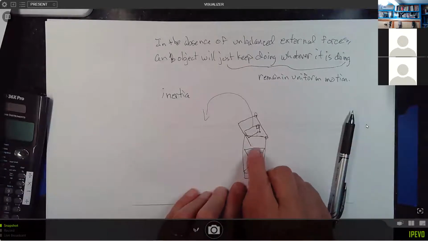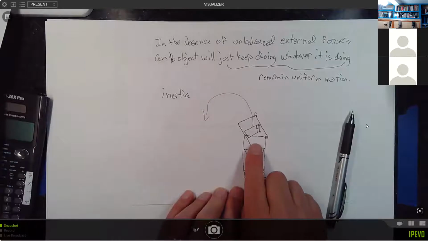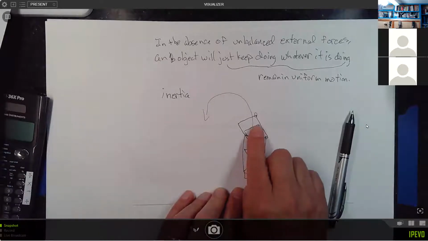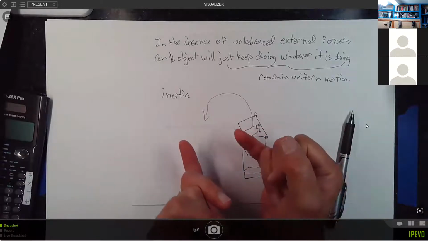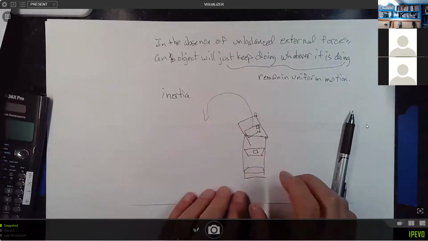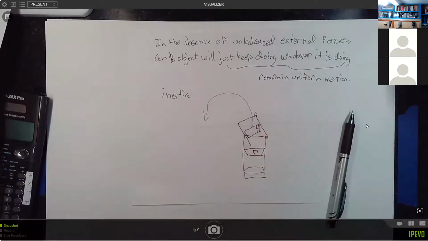The sunglasses case is just following Newton's first law. It's remaining in uniform motion, traveling straight ahead with the same speed, and the car turns underneath the sunglasses case, or out from underneath it, which slides over there.